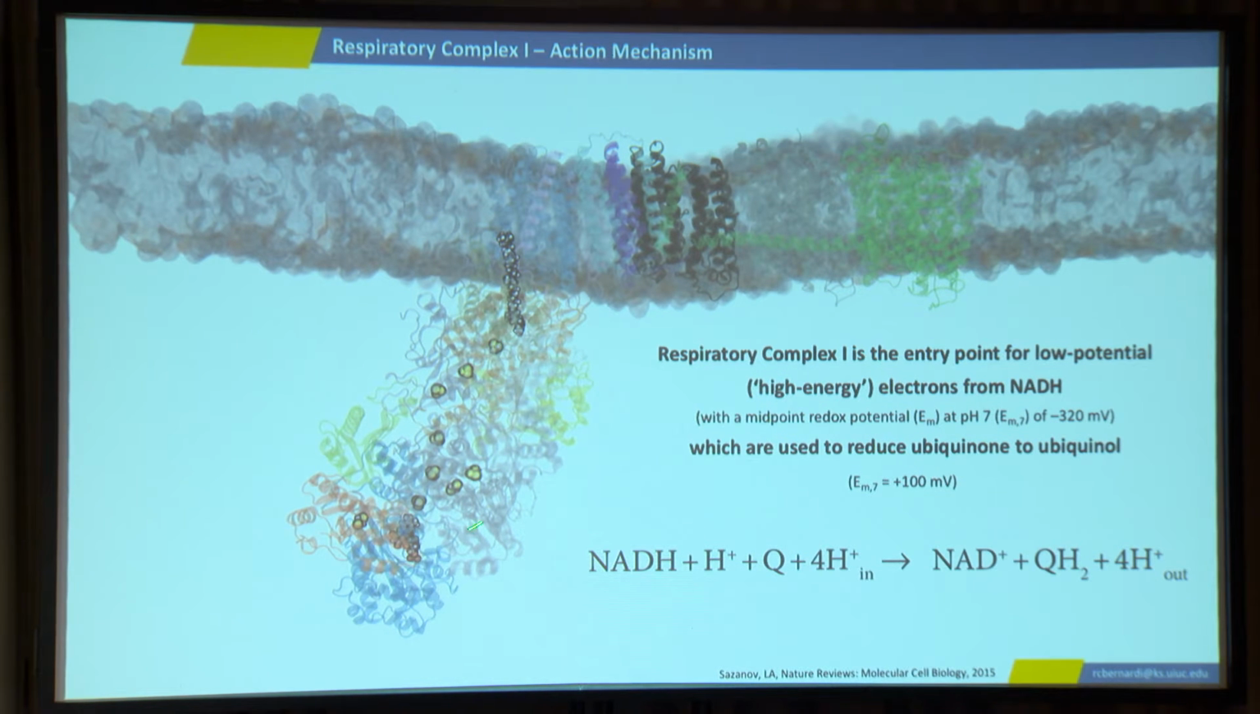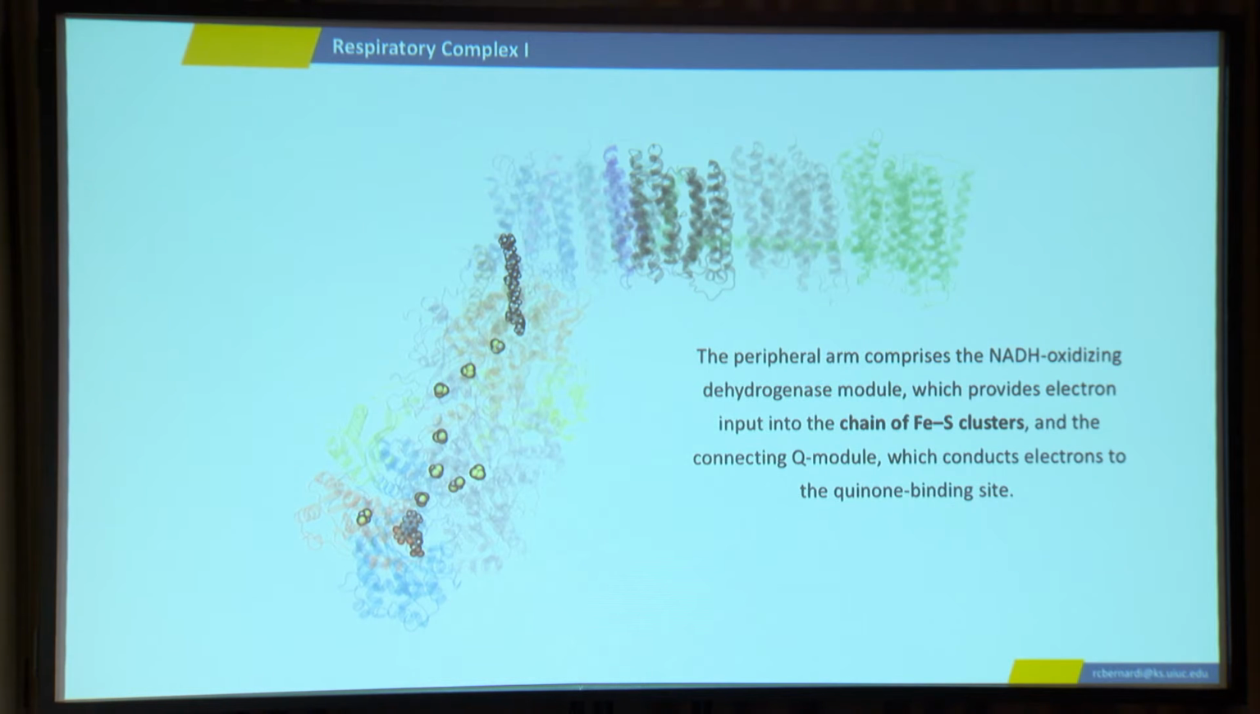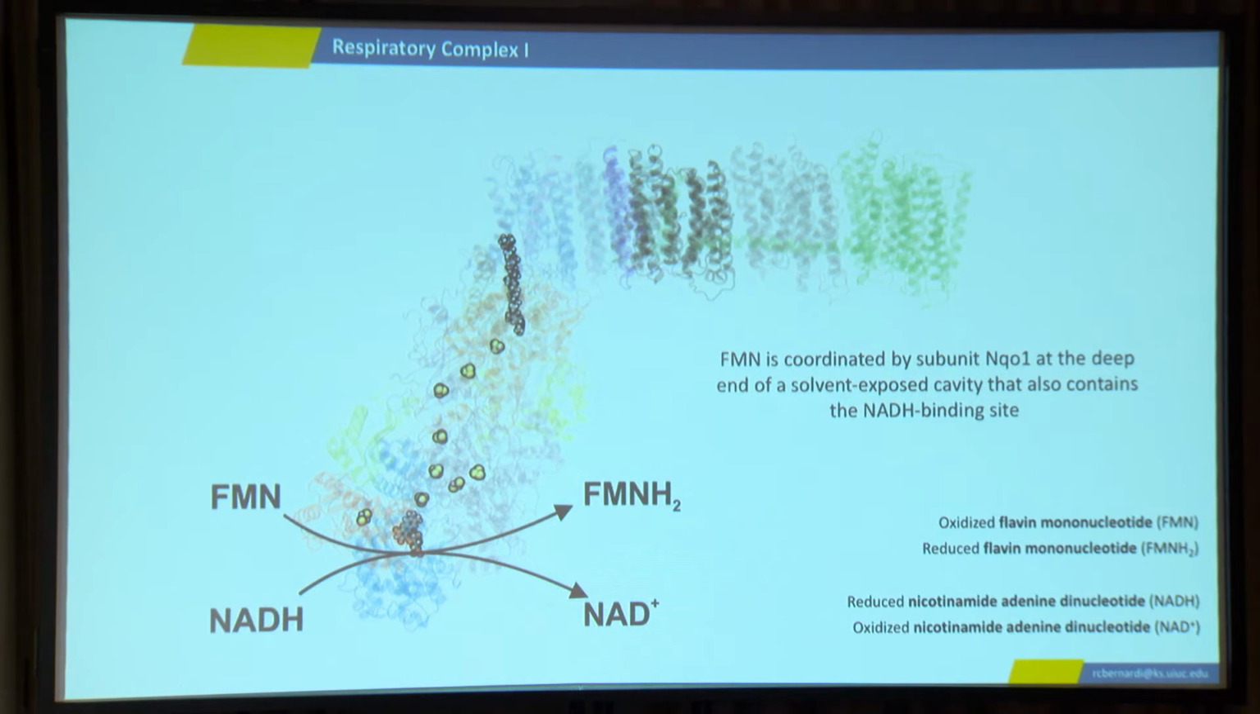So the main part of the respiratory chain, let's say the most complicated part, I would say, is the process where you have NADH coming, and then you take this electron from the NADH, then you have this electron transfer reaction occurring that goes all the way to the quinone. This is quite far. So it goes through a chain of iron-sulfur clusters where this electron goes through.